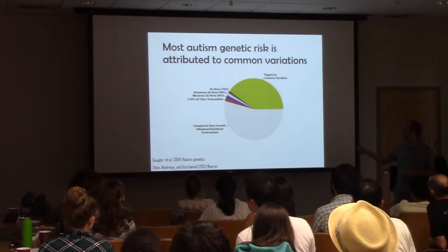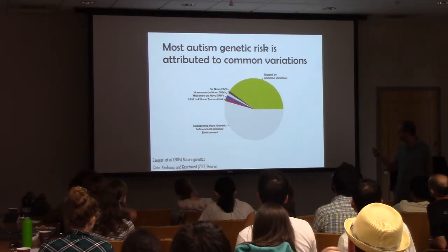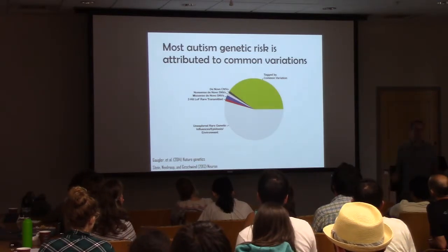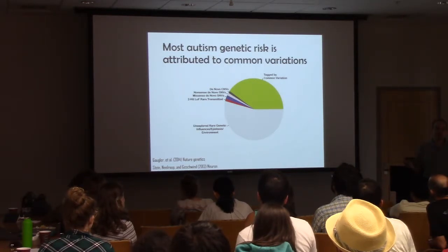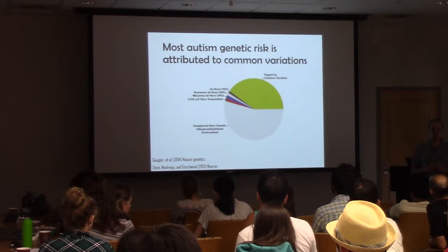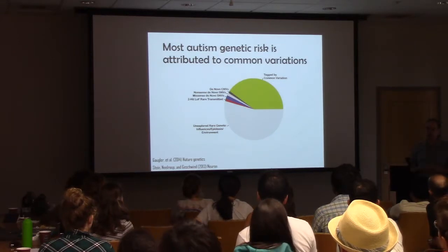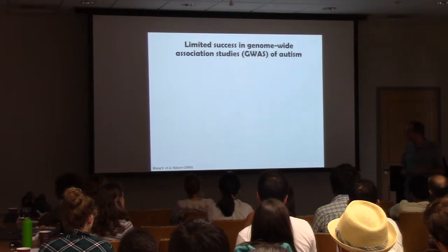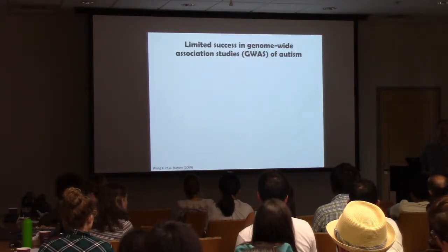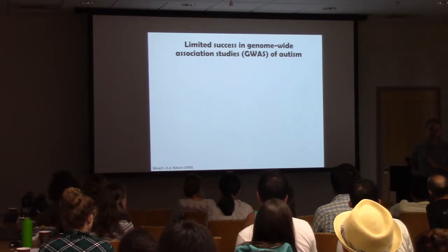And in yellow, these are the amount that they thought at that same moment contributes to autism. So based on this kind of pie chart, we should focus on common variation in autism. But in fact, there was very limited success in genome-wide association studies until now for autism.